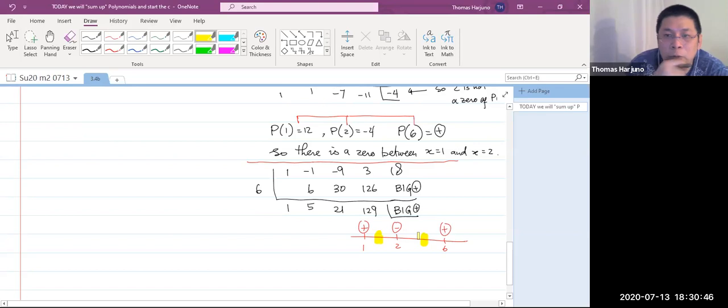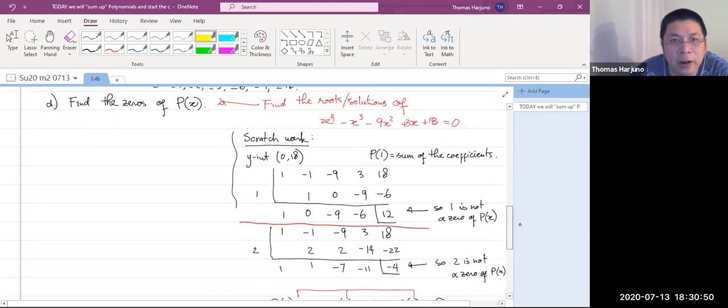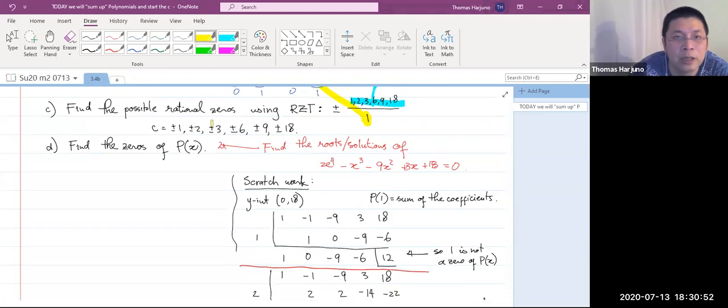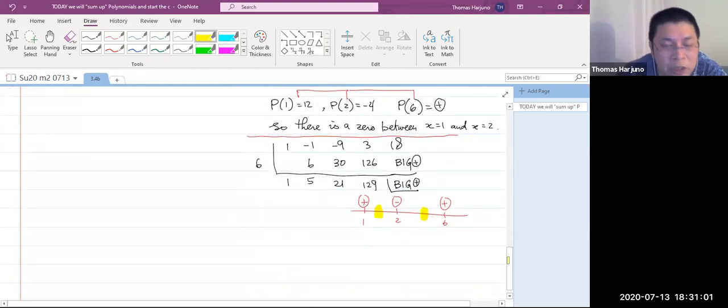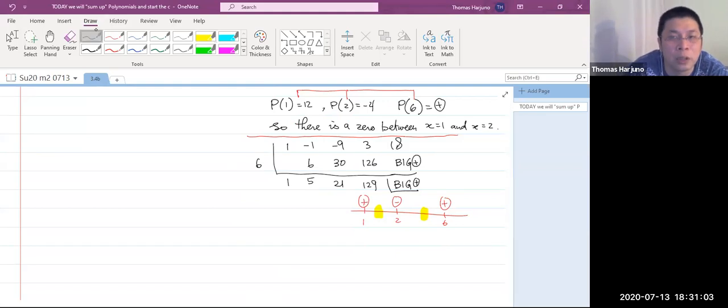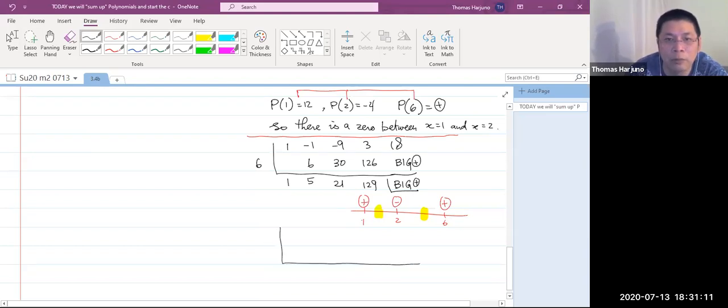Now, is there any rational number between 2 and 6? Yes, 3. Let's try 3. I could have tried 3 earlier, but I purposely used 6 so that you see how we use the intermediate value theorem to detect a zero in between. Even if we don't get a zero, like 6 is not a zero, I can use that to detect one nearby. So let me try 3.